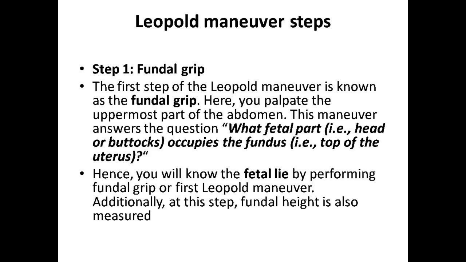Additionally, at this step, fundal height can also be measured. So what you are going to do in fundal grip is palpate the uppermost part of the mother's abdomen, which will tell us what is present in the fundus of the uterus. After identifying what part is present in the fundus, you can easily identify the fetal lie as well. As we know, what is fetal lie? Fetal lie is nothing but the relationship of the longitudinal axis of the fetus with the longitudinal axis of the mother.